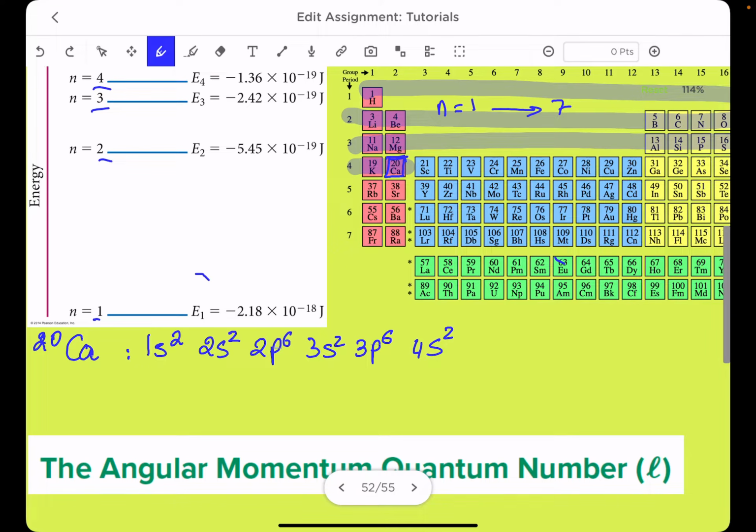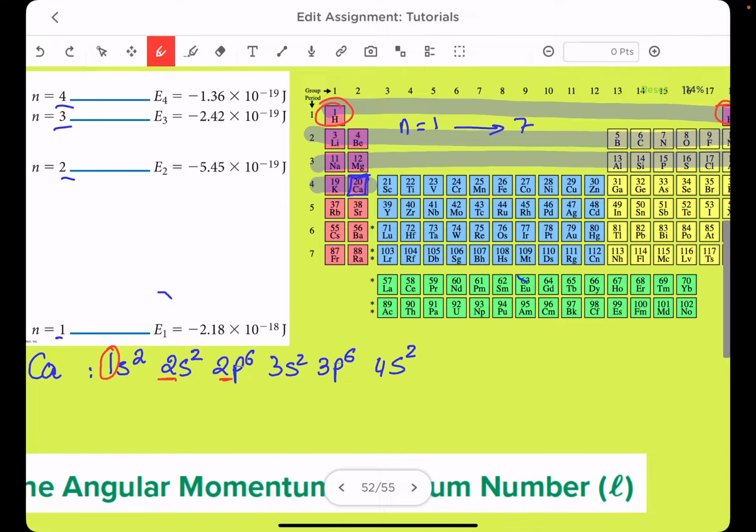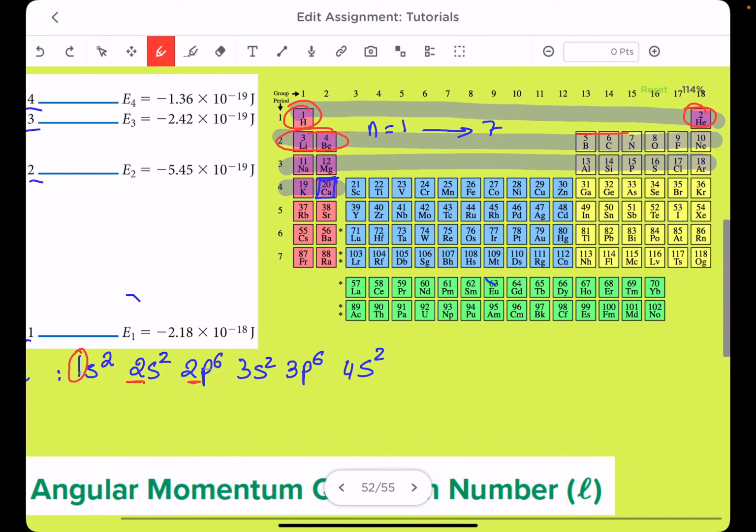So as you can see, where is exactly N, the principal quantum number? This is here. On the first energy level, we have just the S. On the second energy level, we have the electrons in the S and we have the electrons in the P. On the third energy level, we have also the electrons in the S and the electrons in the P. Now, we do have the D, but for calcium, there are no electrons in the D because we don't have enough electrons. For the fourth energy level, we also have electrons in the S.